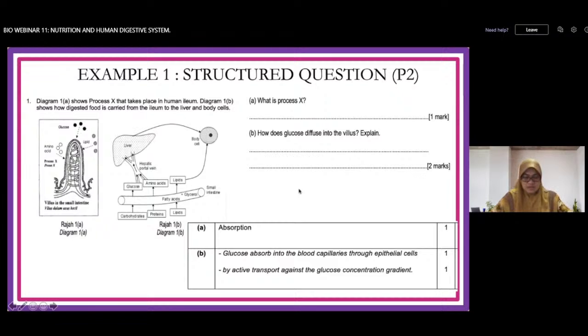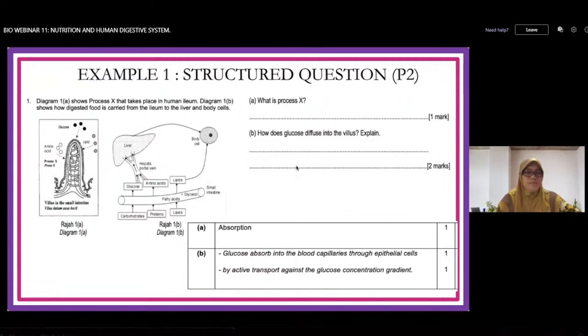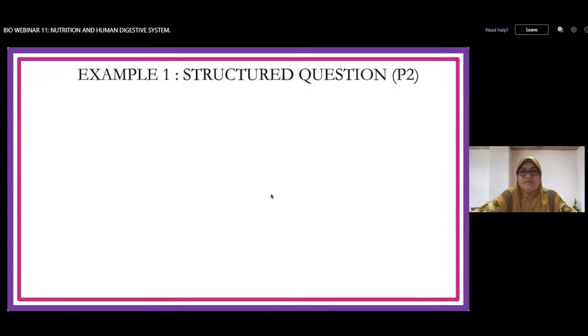Okay, the second question, part B. How does glucose diffuse in the villus? There are two marks there. Glucose is absorbed into the blood capillaries through the epithelial cell. By what process? By active transport, against the glucose concentration gradient. So simple, right? Everyone can answer, alhamdulillah.